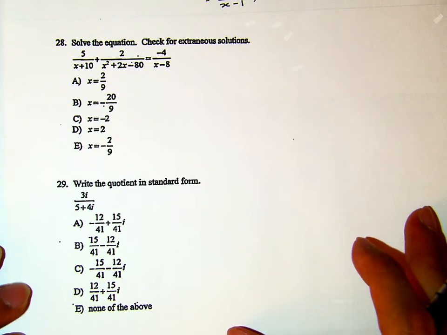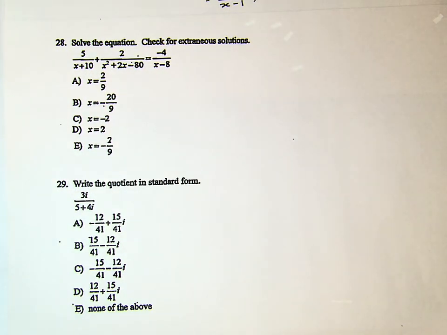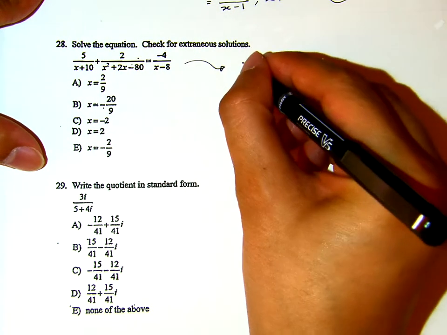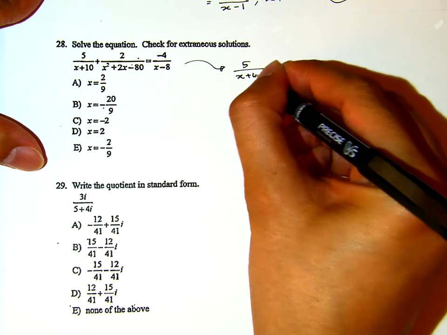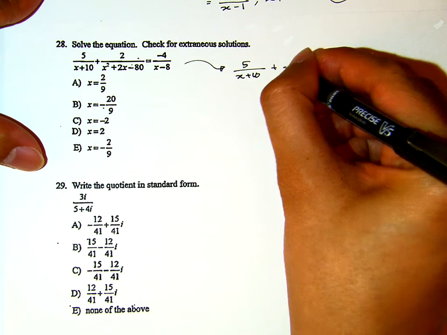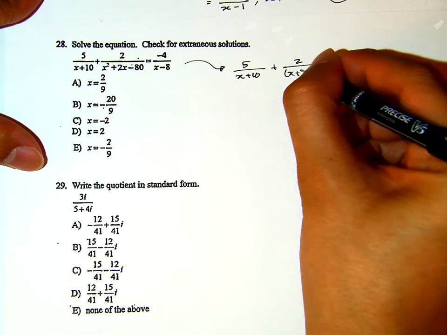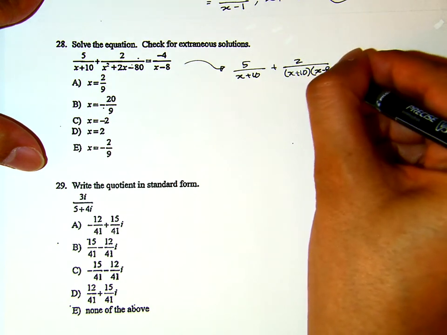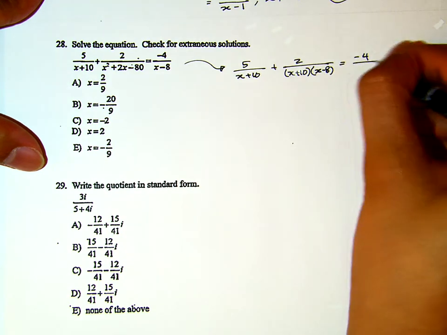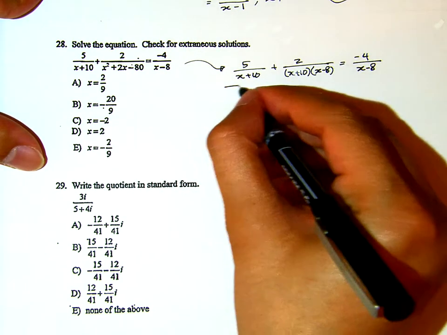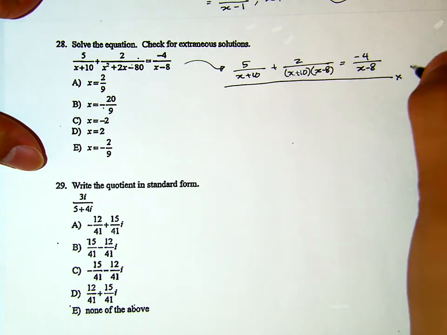Now that's for number 27. Let's see number 28. As usual, I will need to factorize this first. 5 over x + 10 plus 2 over, let me factorize that right away. I think that will be 10 times 8, right? So it will be (x + 10)(x - 8), equals negative 4 over x - 8. Now from here I will multiply each rational expression by the LCD, which is (x + 10)(x - 8).